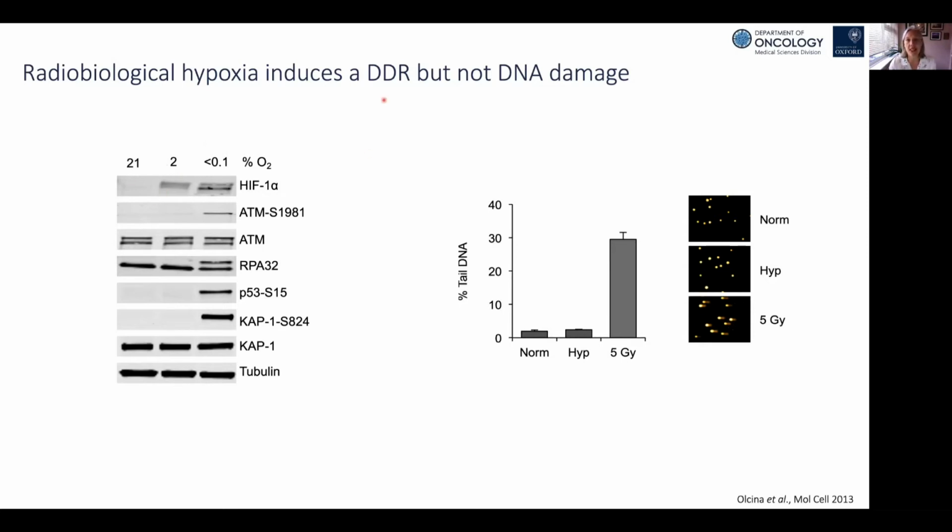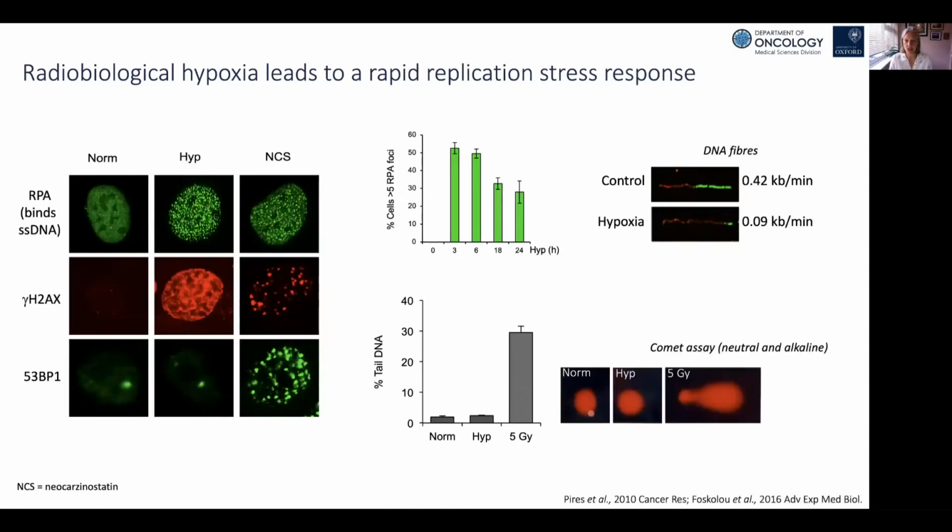Now, the interesting thing about this DNA damage response is it is a response, but we don't see the actual DNA damage that you might anticipate. So this is a comet assay showing you exactly that. And that's shown again here on this slide, where you can see a significant increase in damage if we irradiate the cells, but we don't see that increase in hypoxic conditions. Instead, what we see and what we've characterized over the years is replication stress.